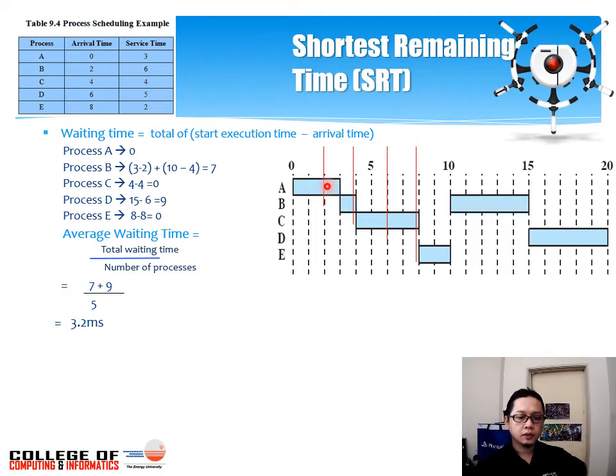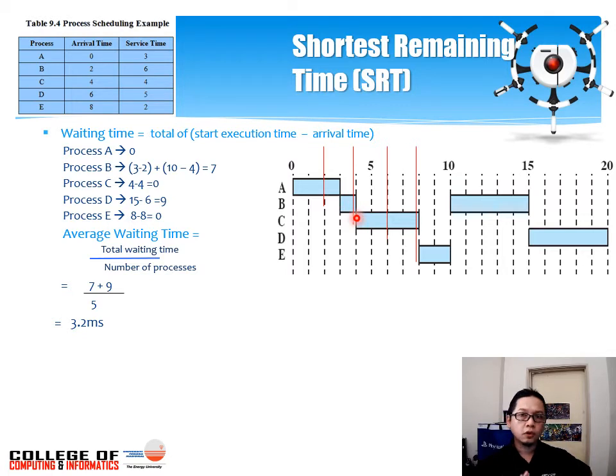Now, after A has finished, of course, there is no competition, so B executes. But after one quantum of execution, we see that C arrives. B only succeeds in executing one cycle, then C arrives. So up to this point, it needs to compare the service times of C and B. Upon arrival, the remaining time for C is 4, while the remaining time for B is 5.